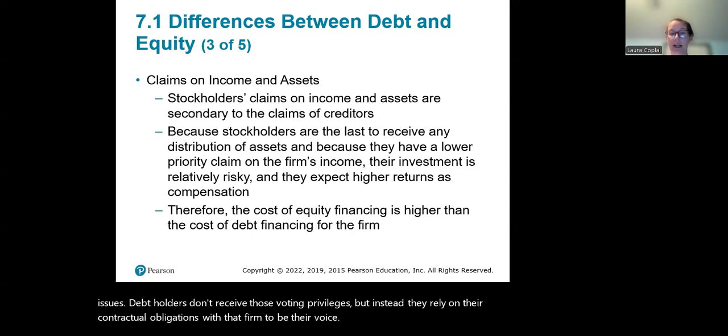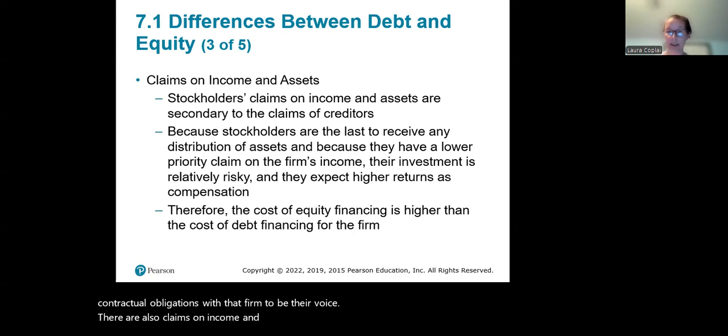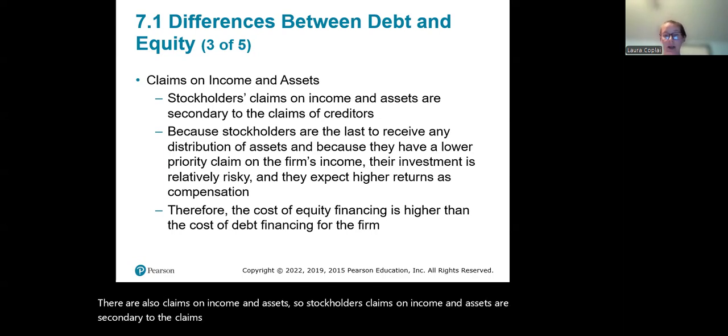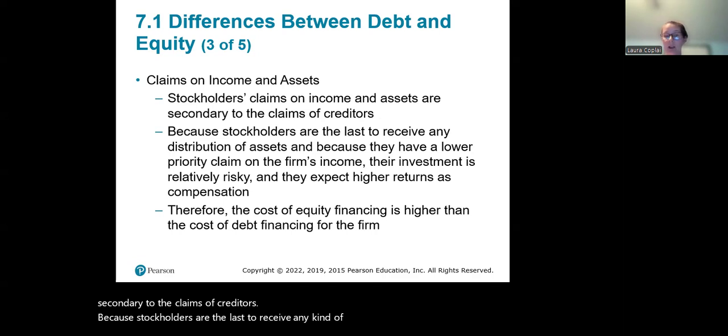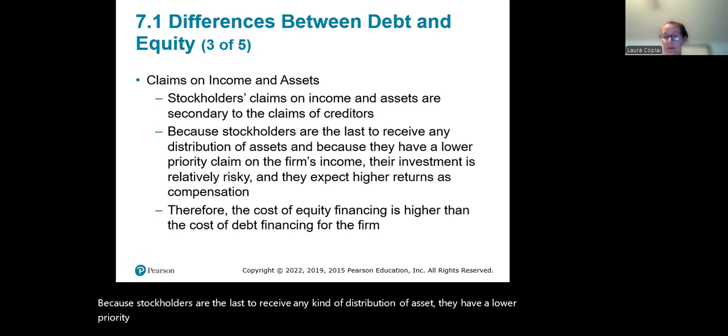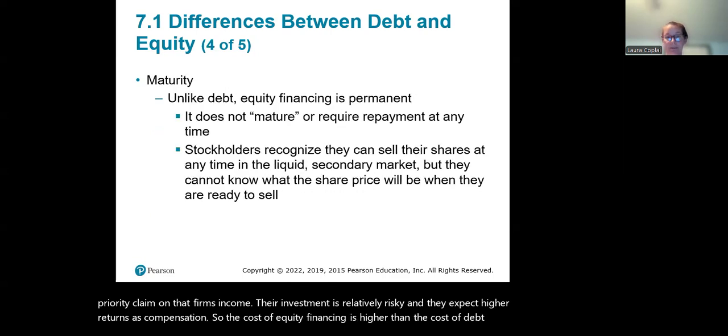There are also claims on income and assets. So stockholders' claims on income and assets are secondary to the claims of creditors. Because stockholders are the last to receive any kind of distribution of assets, they have a lower priority claim on that firm's income. Their investment is relatively risky, and they expect higher returns as compensation. So the cost of equity financing is higher than the cost of debt financing for that firm.